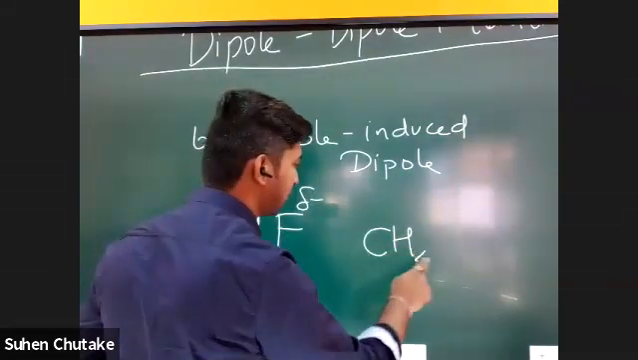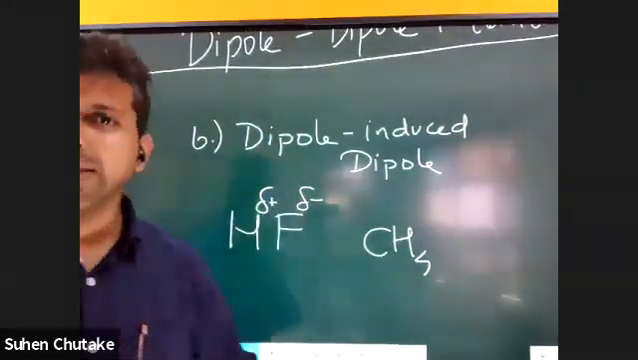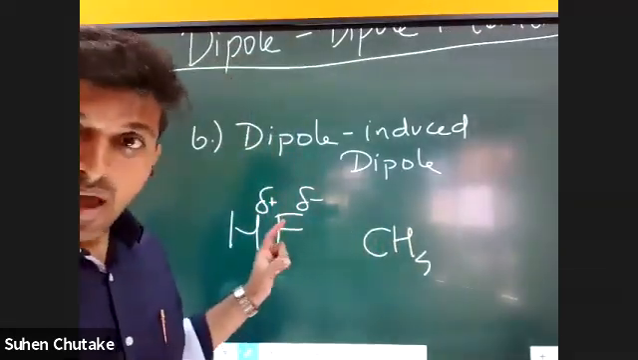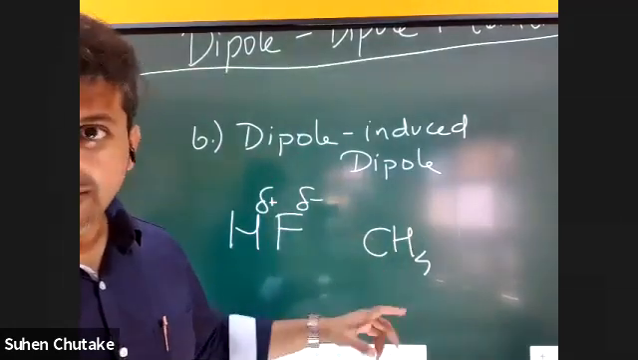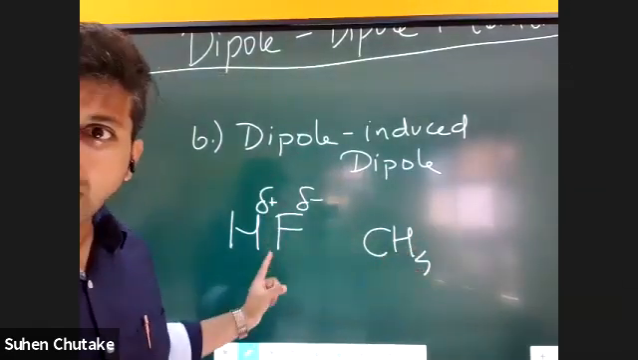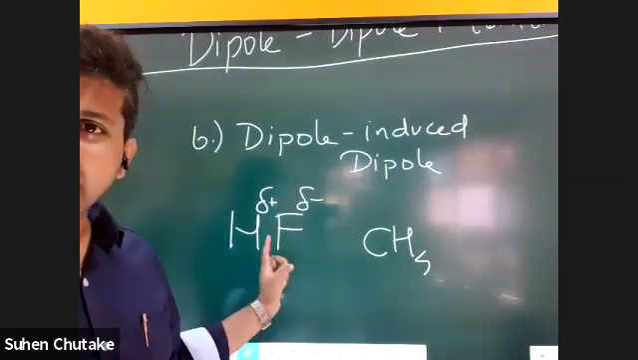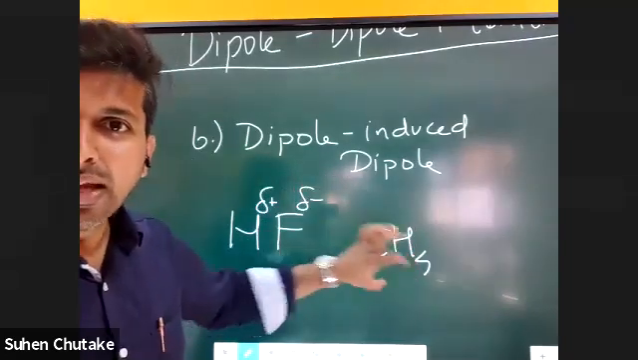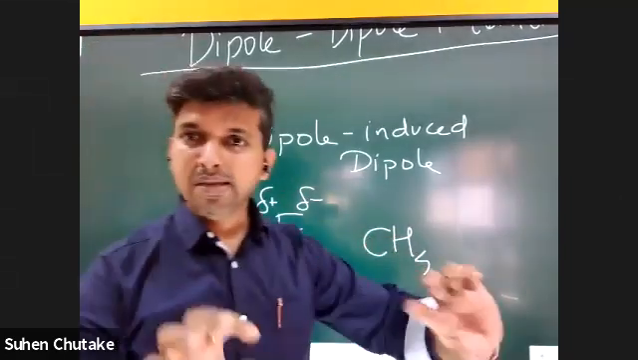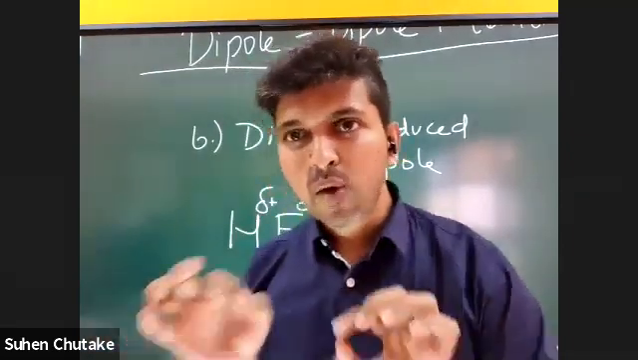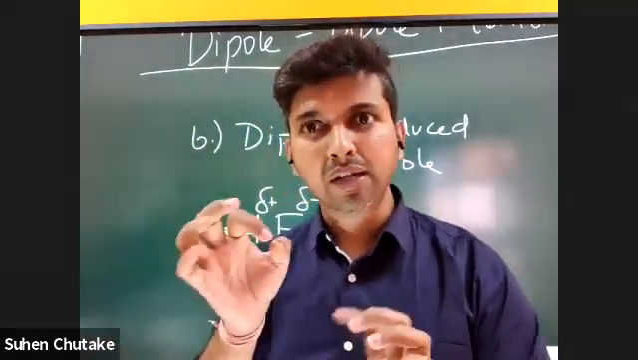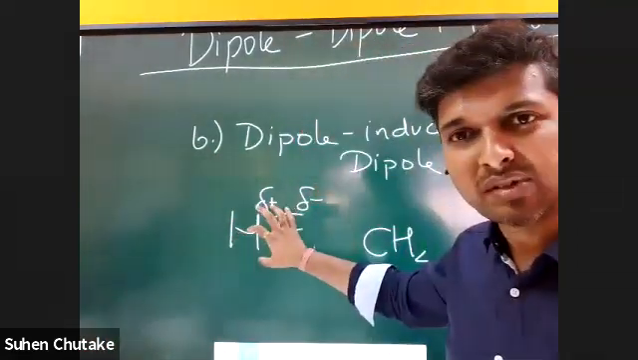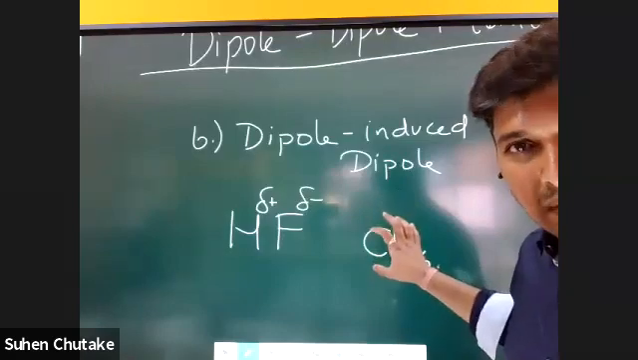We are having CH4 over here. CH4 is not having the dipole. Only HF is having the dipole. But just because CH4 is kept in contact with HF, the dipole character is induced in CH4. Just like magnetism was induced in the iron object, similarly, this charge feature is induced in methane.